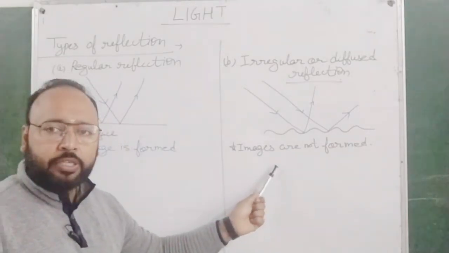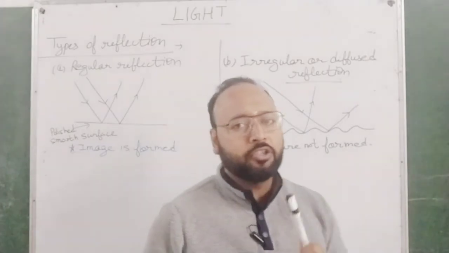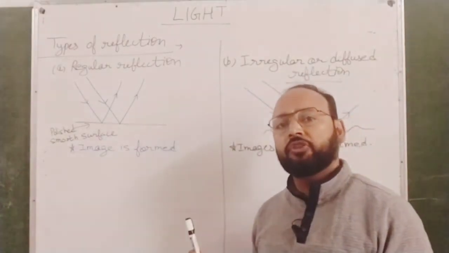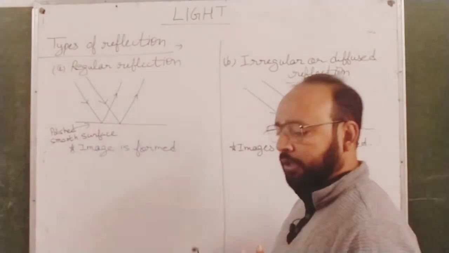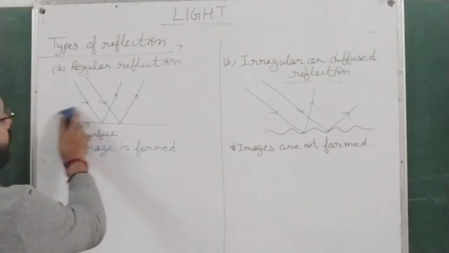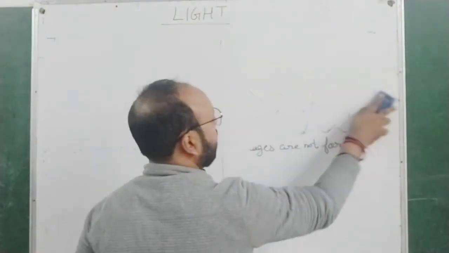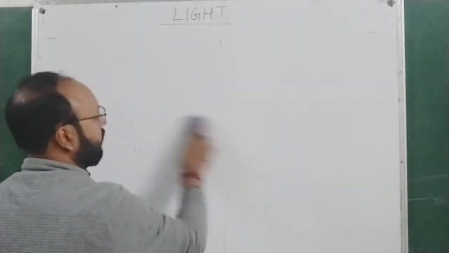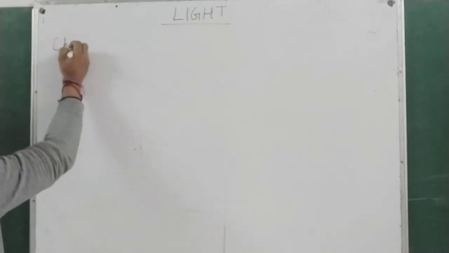In case of regular reflection, images will be formed, and in case of irregular reflection, images will not be formed. So very simple, these are the two types of reflection. Now we have the plane mirror at our home where we dress up and stand and check how I am looking today. So the images are formed there.